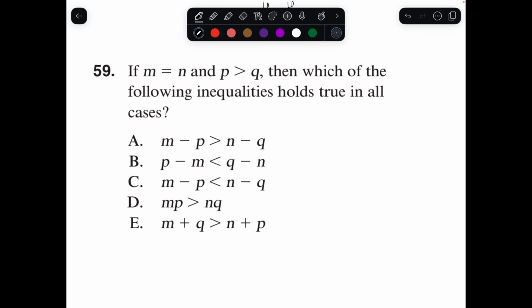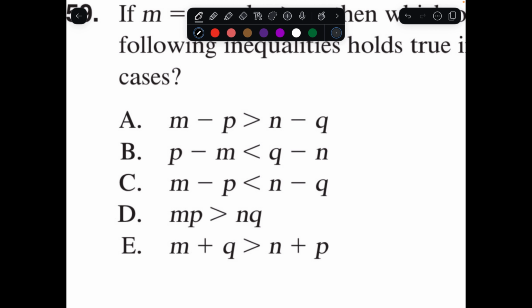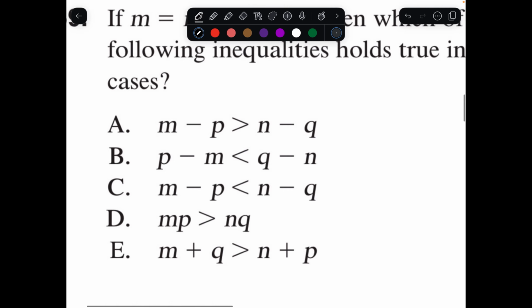On to the last question, question 59, which says, if m equals n and p is greater than q, then which of the following inequalities holds true in all cases? So for this problem, instead of working with variables, what I would do is I would just plug in numbers and see which one gives us a true statement. I would plug in numbers for M, N, P, and Q, and plug those numbers into all 5 of these answer choices and see which one gives us a true statement.